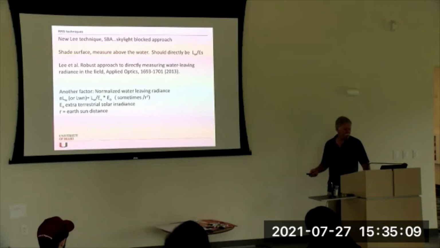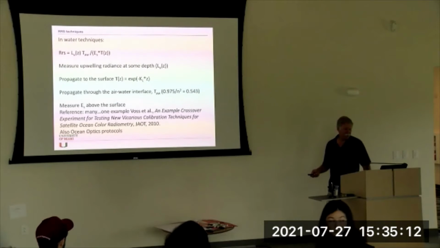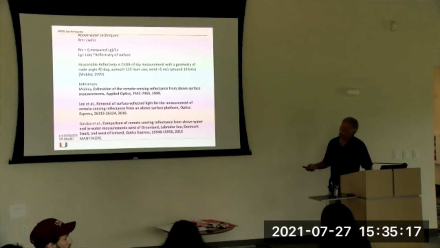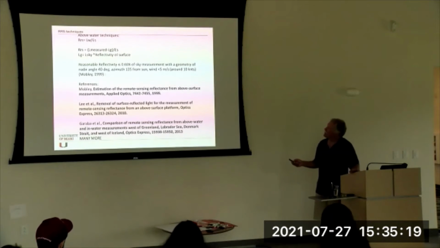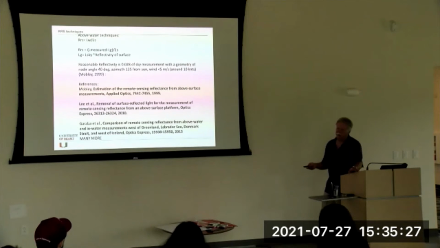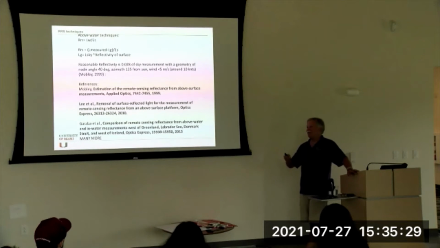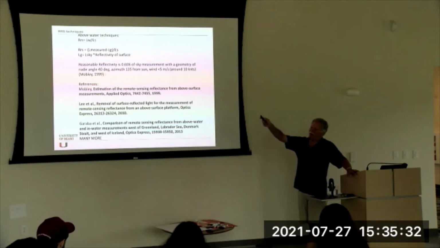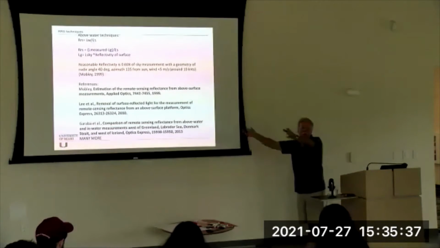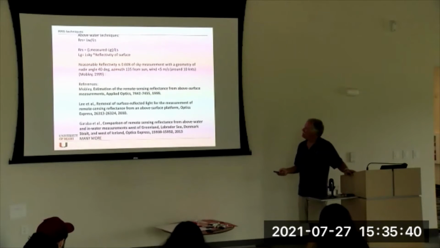Could you expand on why the above-water is suboptimal here? Because with above-water, you've got this reflectivity factor, and knowing for sure what that's going to be. You're assuming that your sky is basically from one direction, when it's really a whole bunch of directions around there.